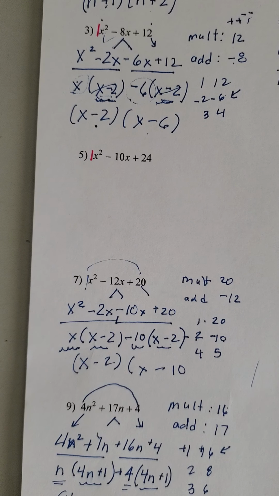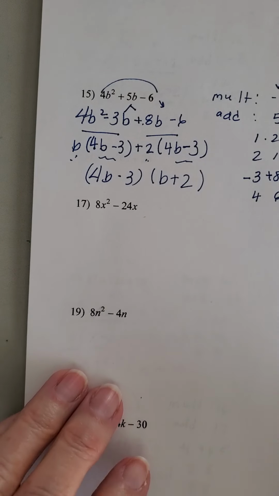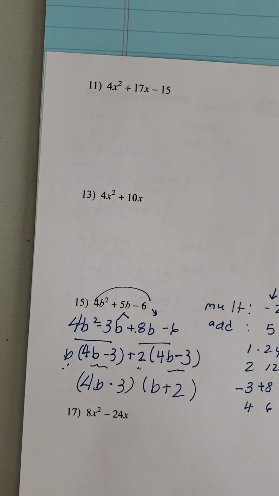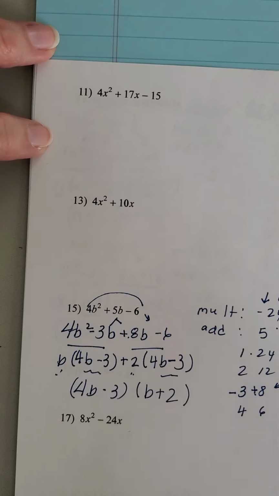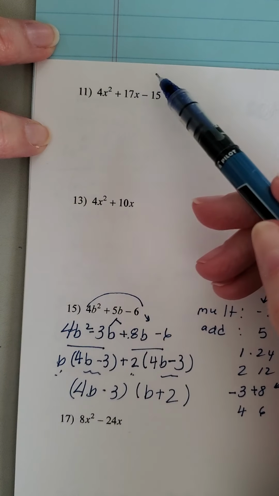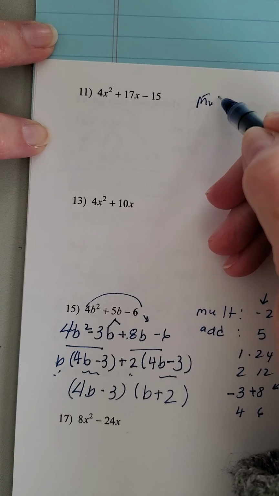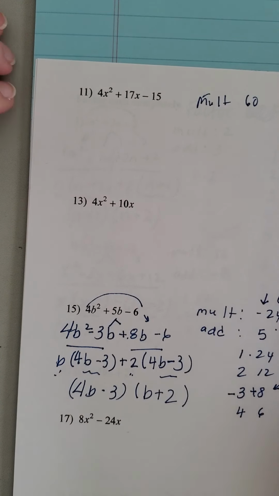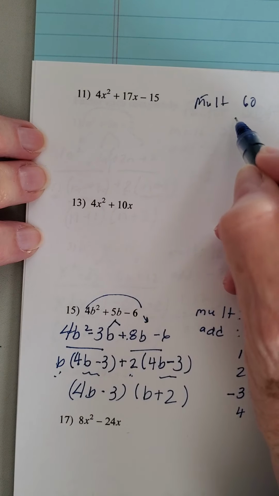Okay, let's look at a couple other problems. So let's look here. Now we have to multiply a 4 times 15. So that's 60. So we're looking for what numbers multiply to 60 and add to a positive 17.